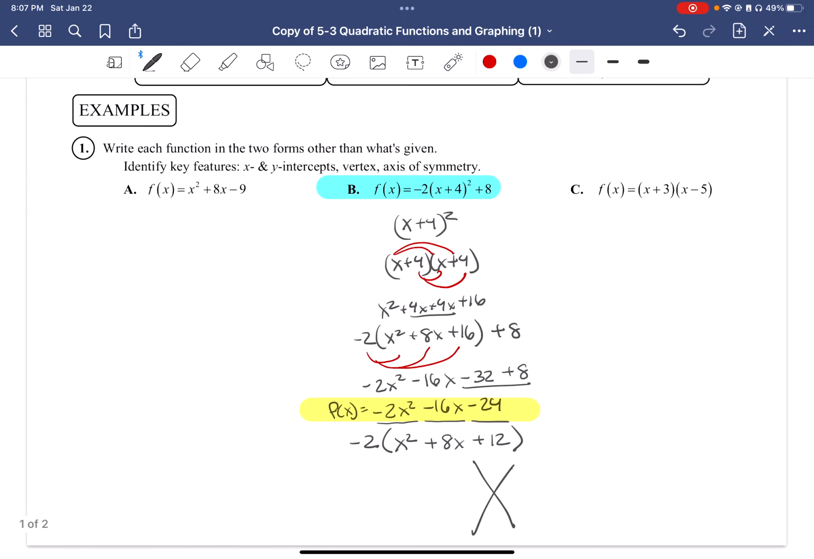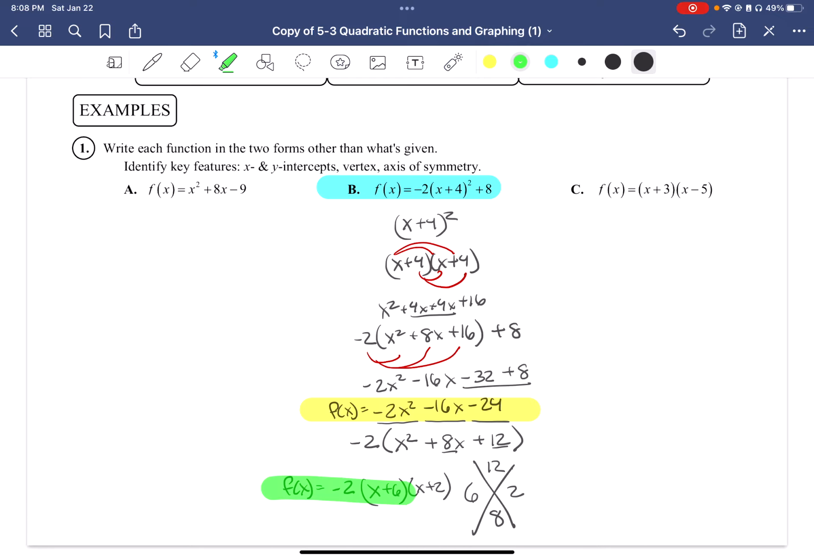So we're looking for our c on the top, 12, and our b, 8, in the bottom. So two things that multiply to 12 and add to 8. And I'm thinking 6 and 2. Then we'll write that as x plus 6 and x plus 2. And we still have our a in front, so we'll still write that there. So now this is our function in intercept form right here.